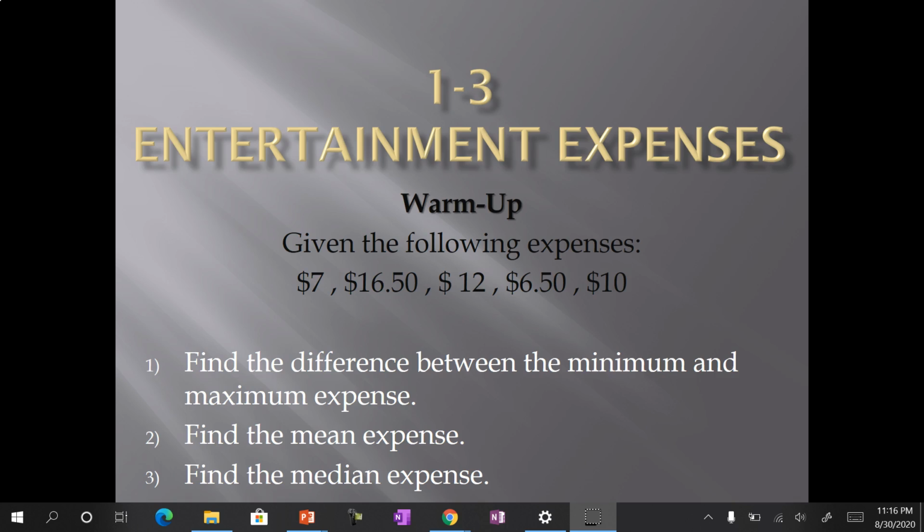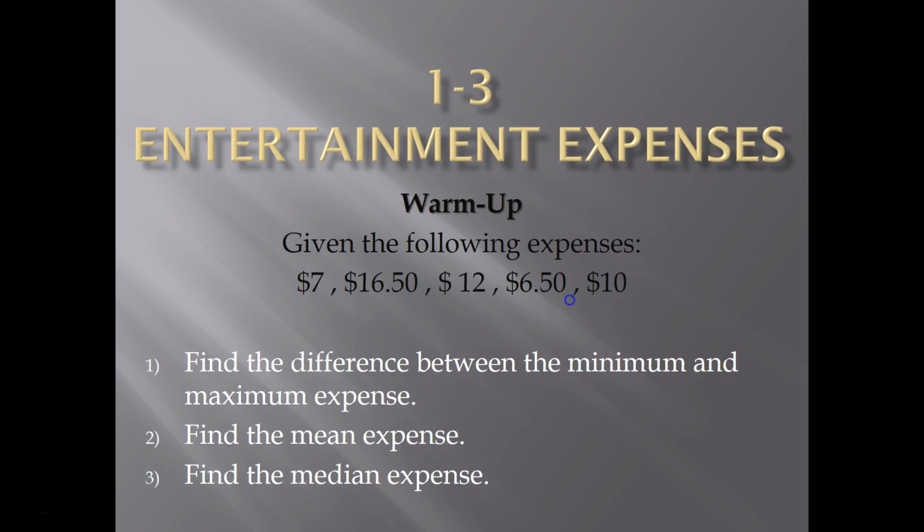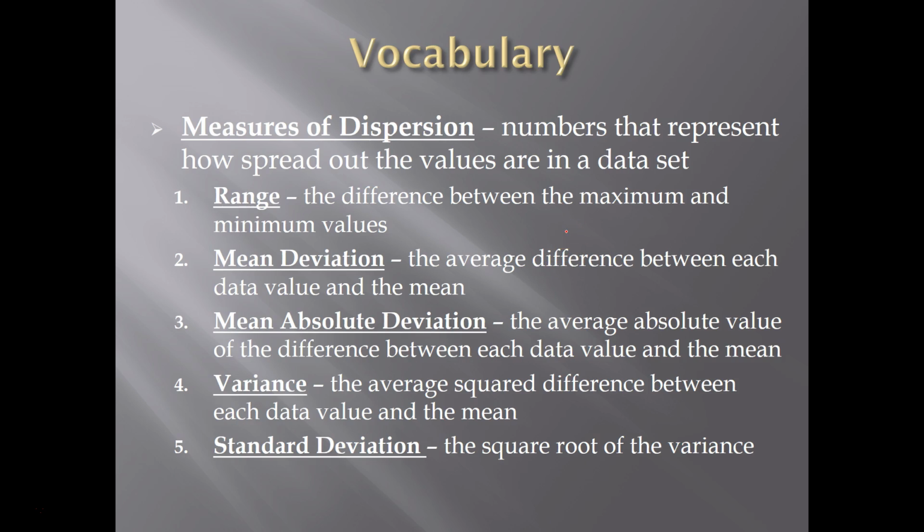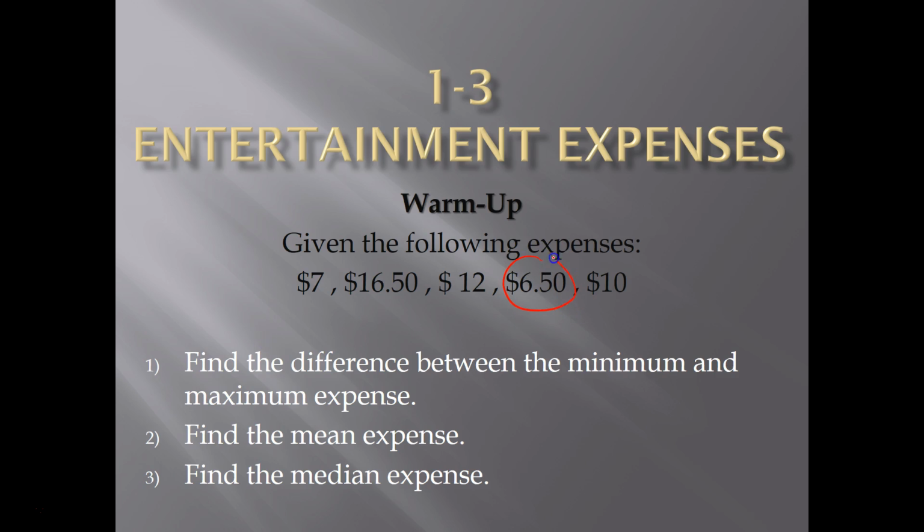The first thing you'd want to do is to identify which of those is the minimum expense and which of those is the maximum expense. Looking at those, it would appear that $6.50 is the minimum expense and $16.50 is the maximum expense. In mathematics, whenever you see the term difference, that always means to subtract. So it wouldn't make sense to do the minimum $6.50 minus the maximum $16.50.